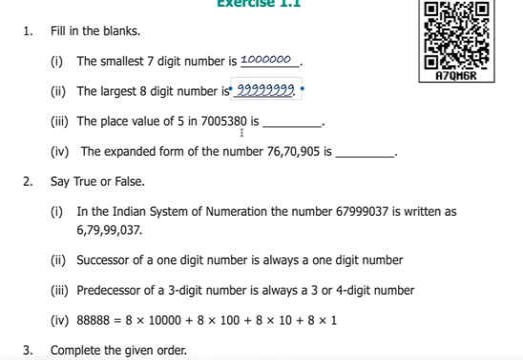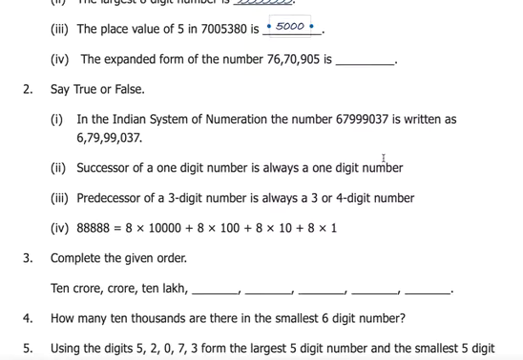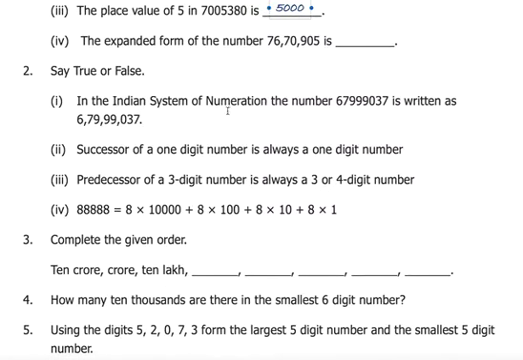Okay, the place value of 5, 5,000. The expanded form of the number is, write down the expanded form. Say true or false. In the Indian system of numeration, the number is written as 3, 2, right. This is true. You have to put say true or false. Simply putting by T and F is sufficient, maybe. Let me write true then.